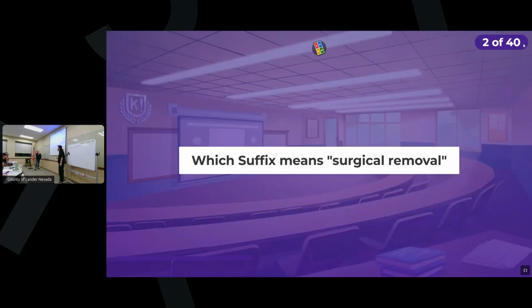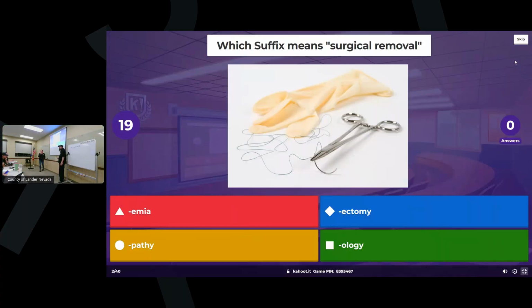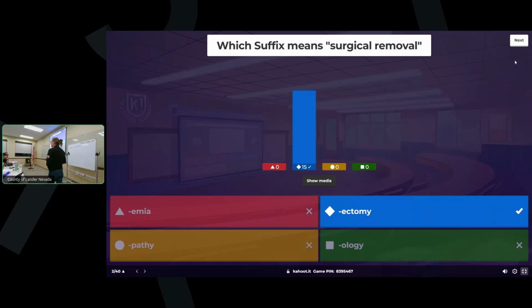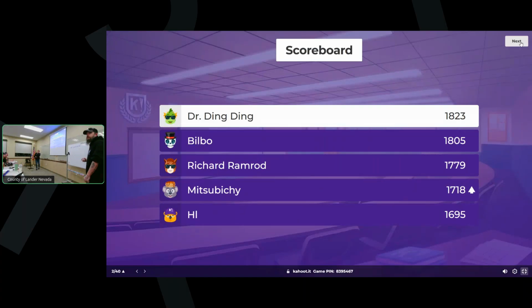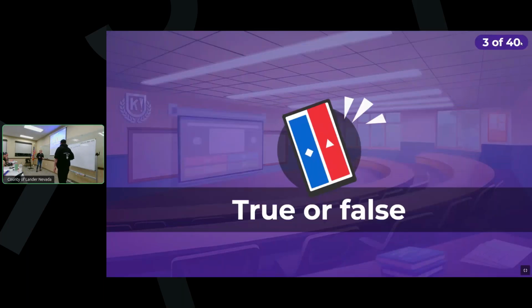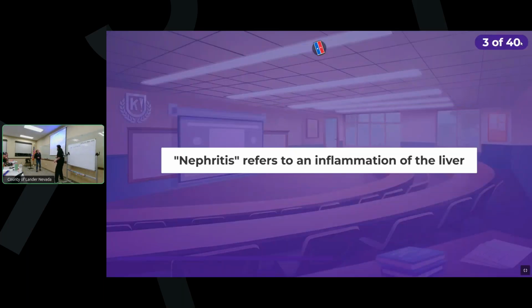Which suffix means surgical removal? Best guess, best guess. Everybody got it. Good. Dr. Ding Ding still leads. True or false? Nephritis refers to inflammation of the liver.